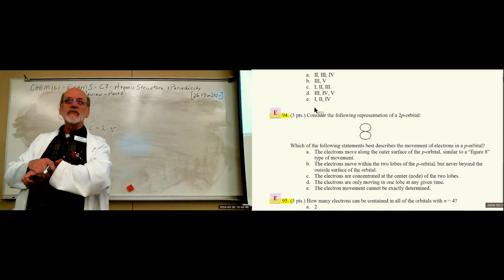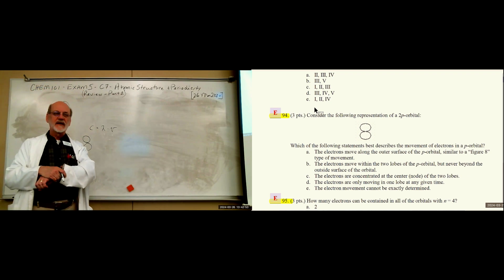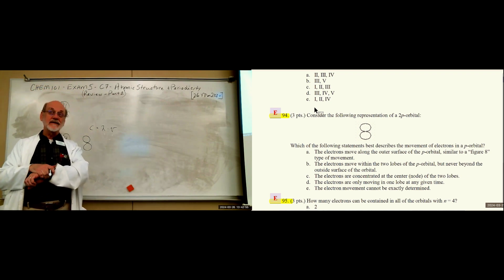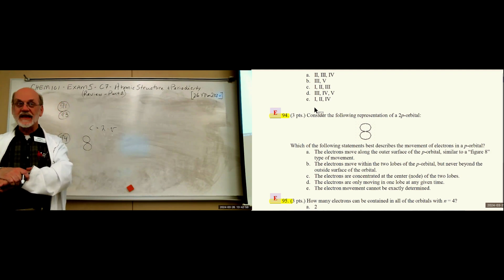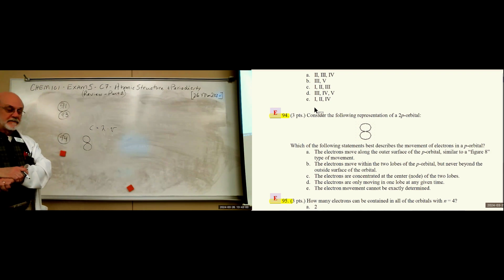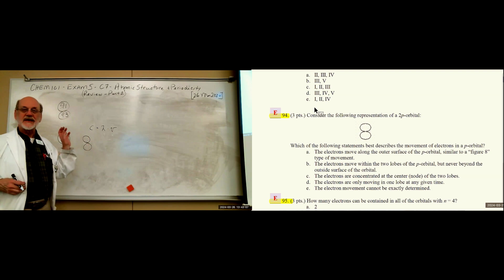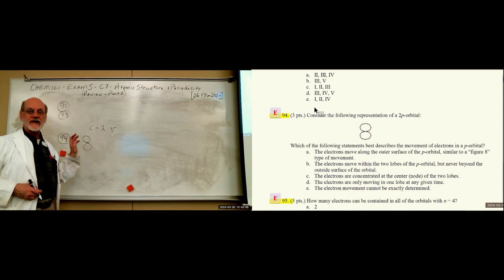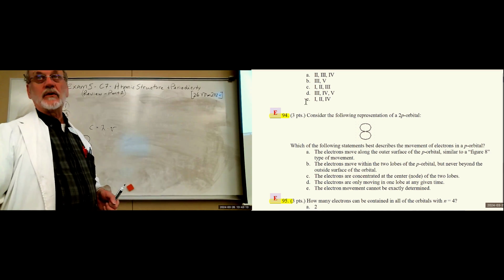The electrons are only moving in one lobe at any given time. No. So maybe E, process of elimination. The electron movement cannot be exactly determined. That is true, according to Heisenberg's uncertainty principle. If we say we know where the electron is, we can't say how fast it's moving. Or if we know how fast it's moving, we can't say where it is. Right, so E is the best answer for that one.